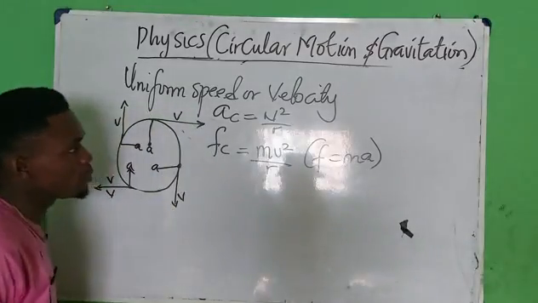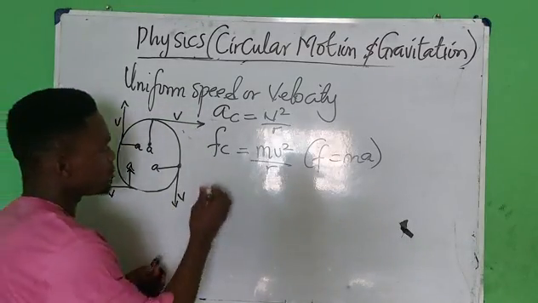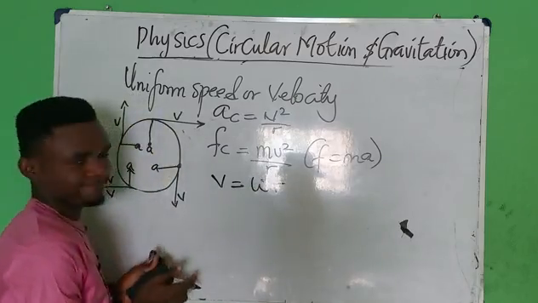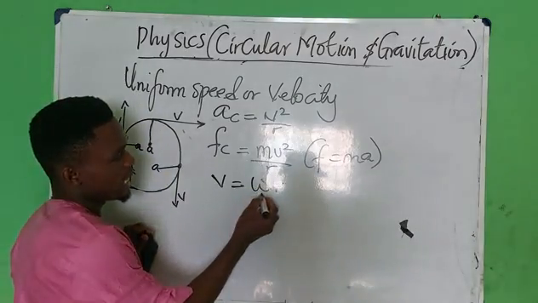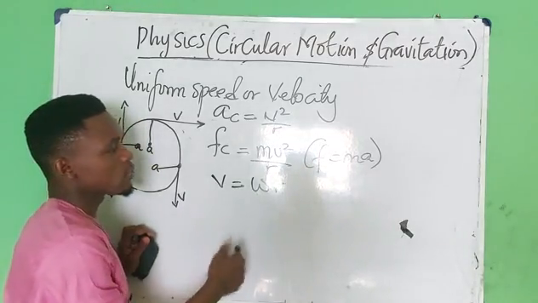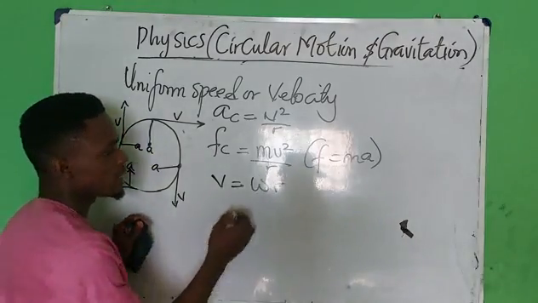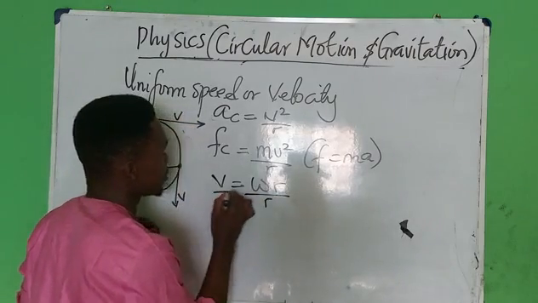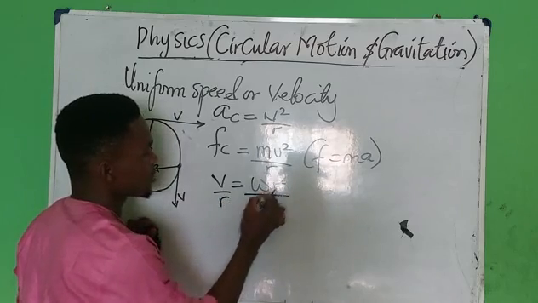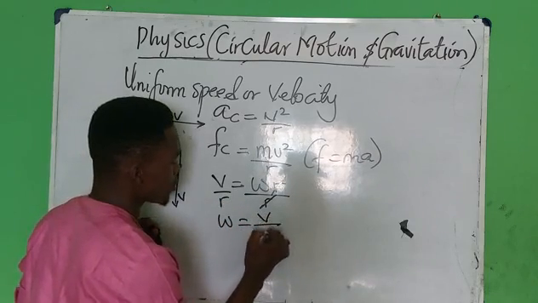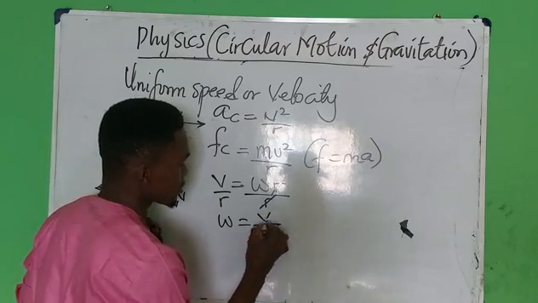So let's jump into this. Please take note that velocity is also equal to angular velocity times radius. This sign here represents angular velocity. So if I make it the subject of the formula, it becomes w equals v over r.